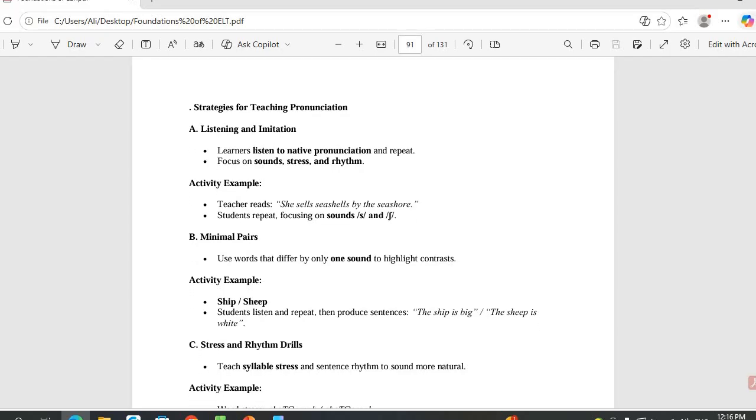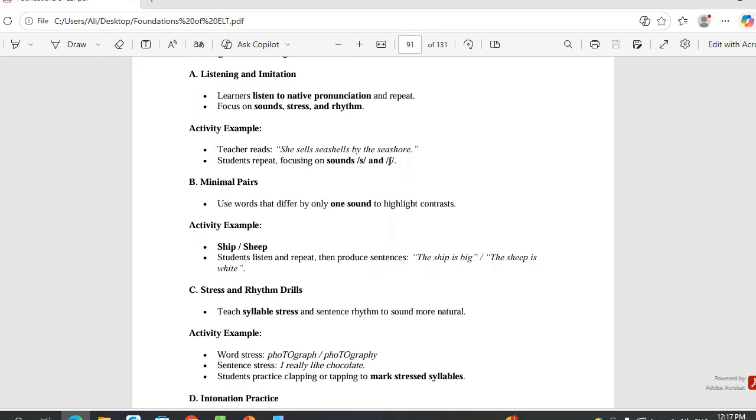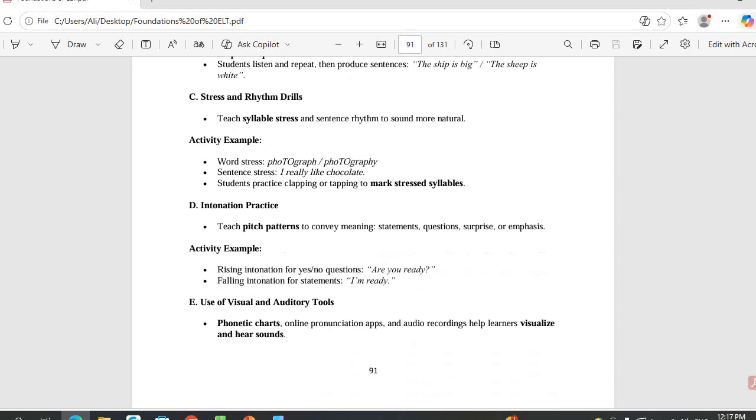What are the strategies of teaching pronunciation? Listening and imitation. You listen to native pronunciation and repeat, and then you focus on sound, stress, and rhythm. For example, the teacher reads, she sells seashells by the seashore. Focus on sounds and shape. The second strategy is minimal pairs. So you give different words which differ by only one sound. And these are some activities.